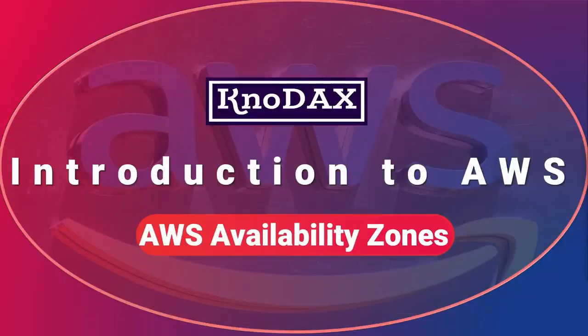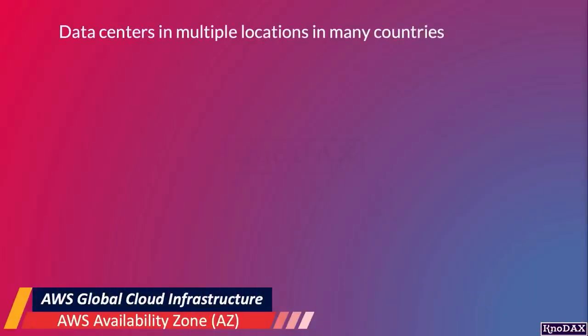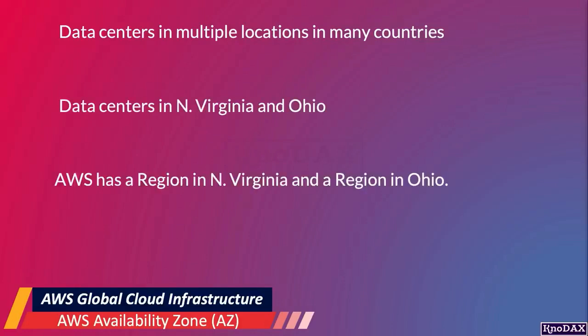This video is about AWS Availability Zones, a very important topic concerning AWS fundamentals. AWS has data centers all over the world in many countries. For instance, on the U.S. East Coast, there are AWS data centers in Northern Virginia and Ohio. In other words, in AWS terms, AWS has a region in Northern Virginia and a region in Ohio.